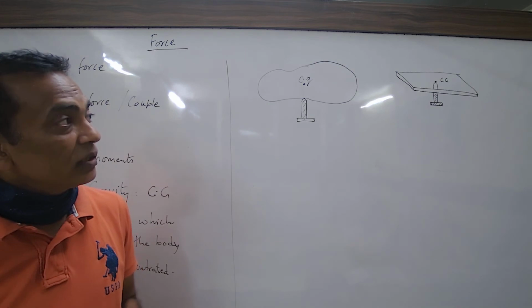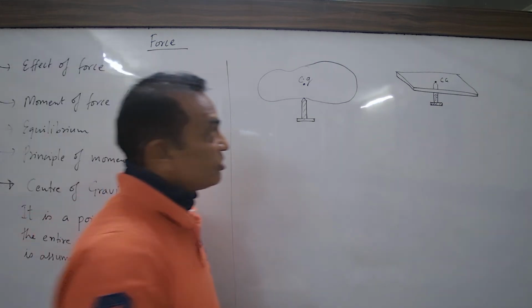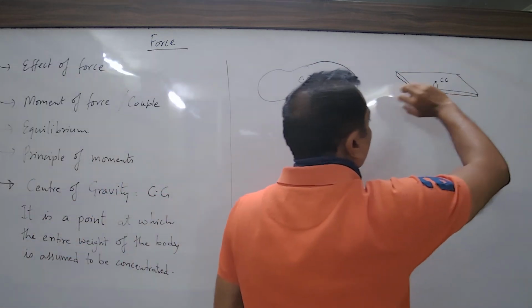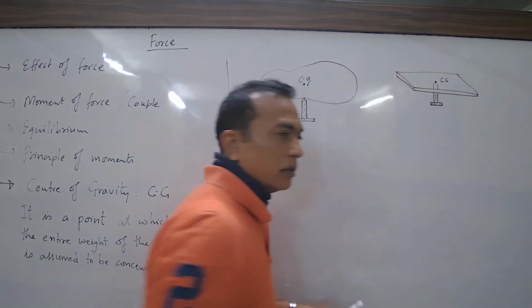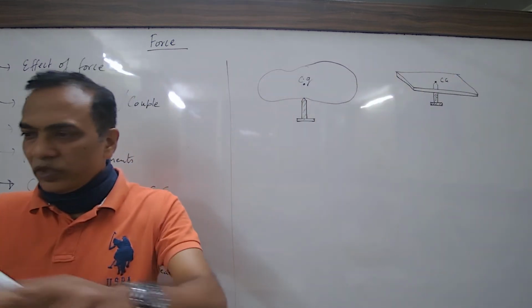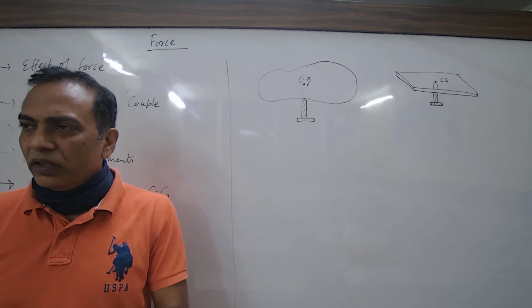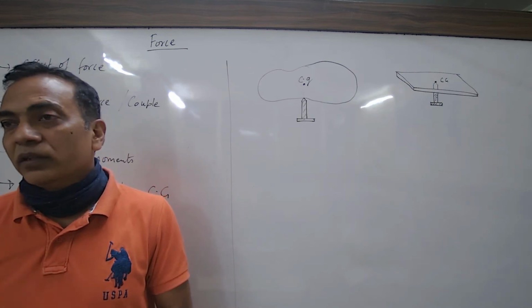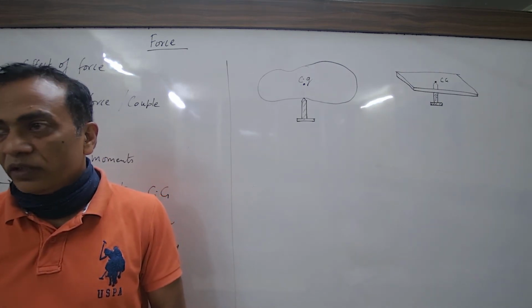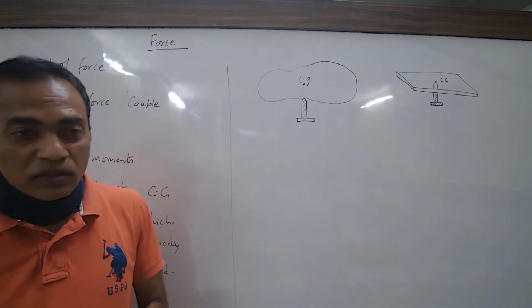Why can I do that? Because I am assuming the weight of the entire body is actually here. So I can imagine that instead of this extended object, it is reduced into a point, just in my imagination. So I can balance it.